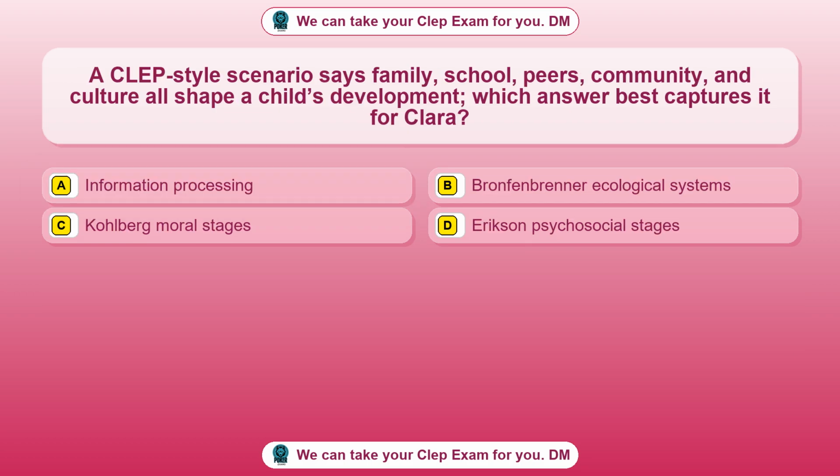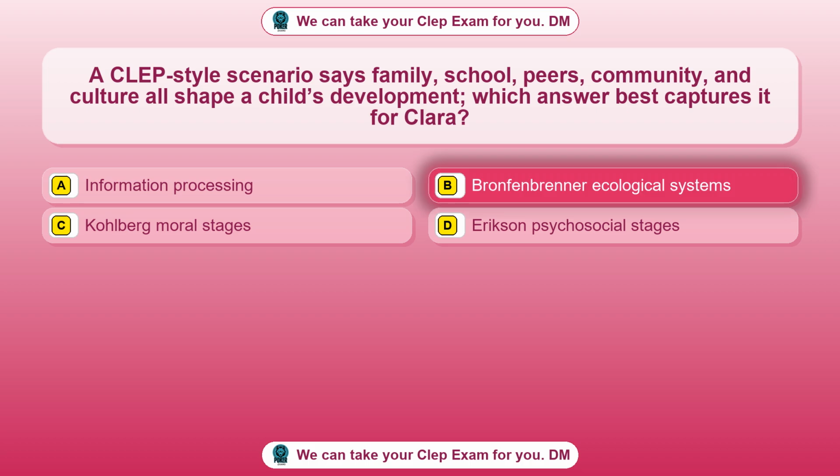Question 83. A CLEP style scenario says family, school, peers, community, and culture all shape a child's development. Which answer best captures it for Clara? Option A, information processing. Option B, Bronfenbrenner ecological systems. Option C, Kohlberg moral stages. Option D, Erikson psychosocial stages. The correct answer is option B, Bronfenbrenner ecological systems.